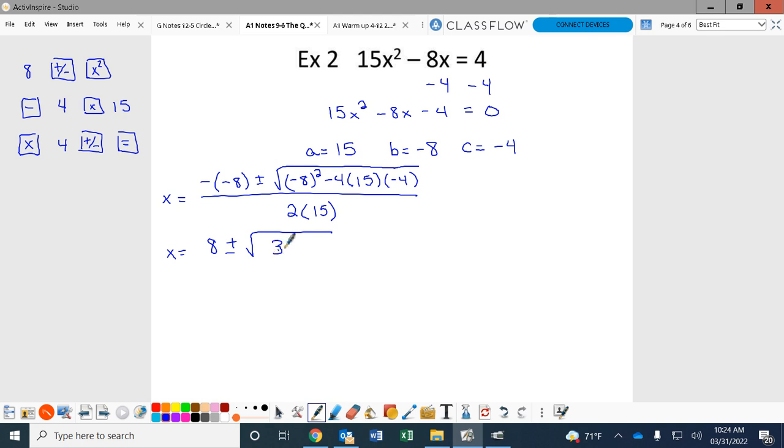304? That's not going to be a perfect square, guys, just telling you ahead of time. All over 2 times 15 is 30. Does anybody have any questions on the part that's the discriminant? Typing it, did that work that time with the -4? Did that work? Yeah? Okay, just making sure. Anybody have any questions or concerns about that?